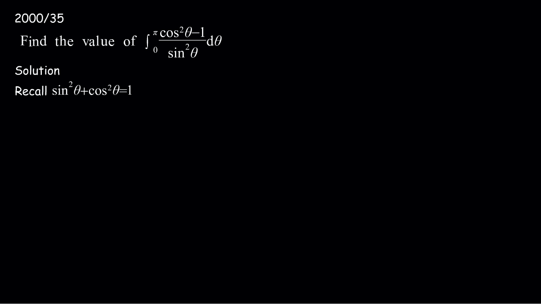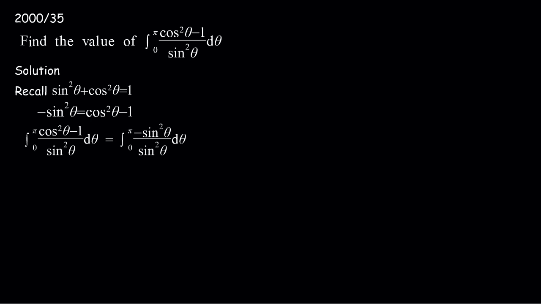So rearranging, minus sin squared theta will be equal to cos squared theta minus 1. So at this point, we are going to be substituting cos squared theta minus 1 as minus sin squared theta in our original expression. Doing so, the integral of cos squared theta minus 1 divided by sin squared theta d theta, with our upper limit being pi and 0, will be equal to the integral of minus sin squared theta divided by sin squared theta d theta, upper limit being pi and 0.